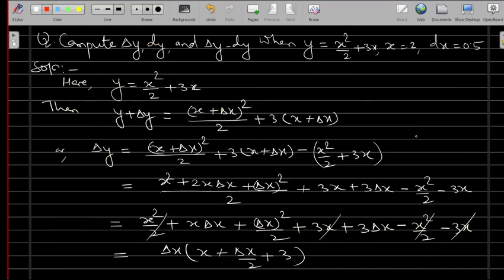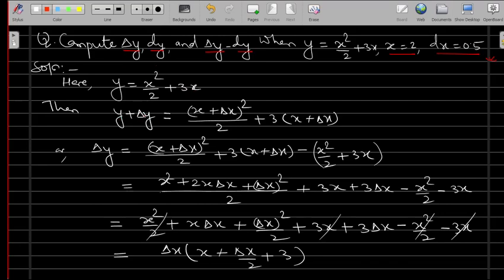Now let's discuss an example. Compute del y, dy and del y minus dy when y equals x square by 2 plus 3x, x equals 2, dx equals 0.5. This is the question. Firstly, we are given y equals x square by 2 plus 3x. We need to calculate del y.